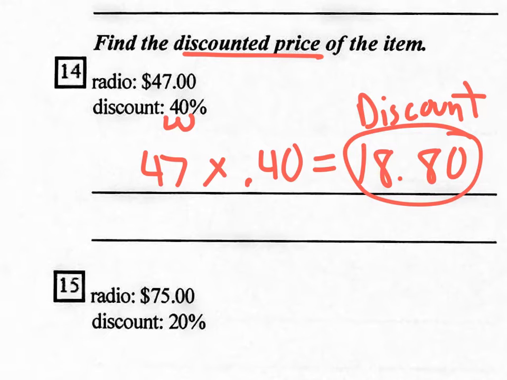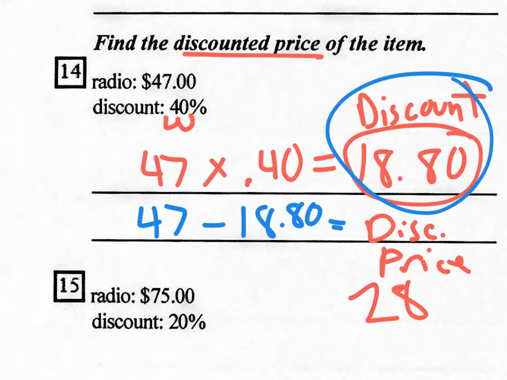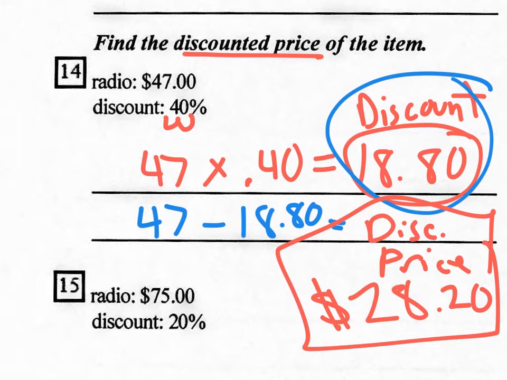So I still need to do the $47 take away $18.80. And on the calculator, go ahead and do that. 47 take away $18.80. And that'll be our discounted price. Again, this is just the discount. But our discounted price is 28.2, so that'd be $28.20. That's a pretty good deal for a radio, $28.20. Does that make sense? So don't get confused with the actual discount. Remember, what you found here was what you need to subtract from the original.